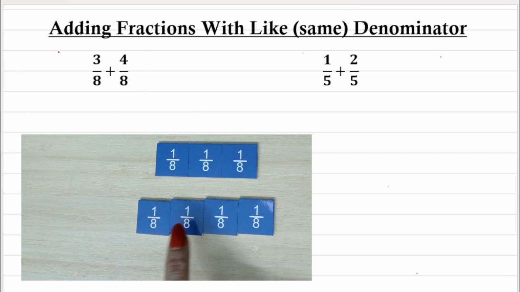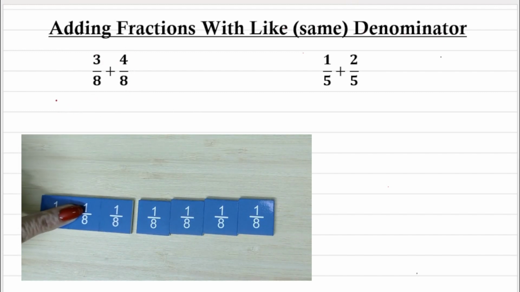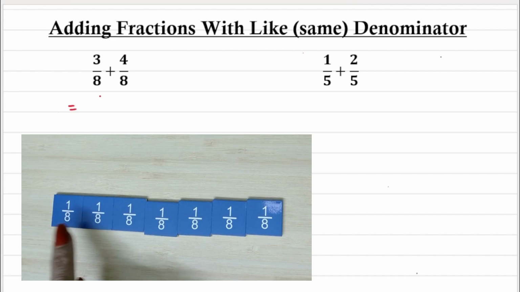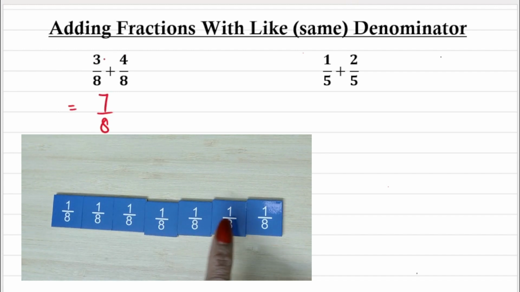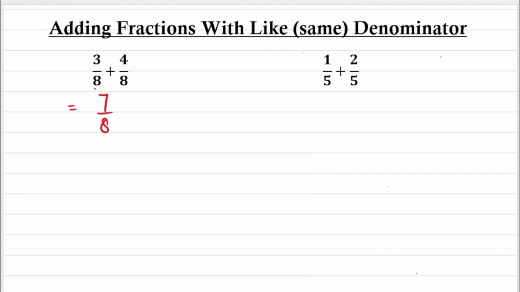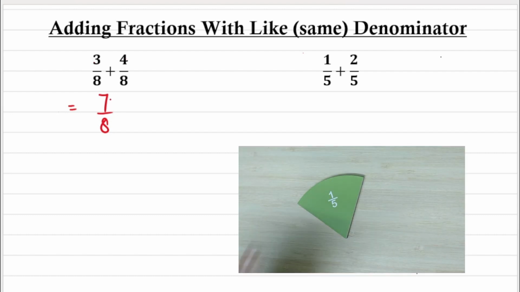You can see in the visual down below that when 3/8 and 4/8 are combined, my answer is equal to 7/8. Why? Because 3 plus 4 is 7. So when denominators are the same, all you need to do is add the numerators.